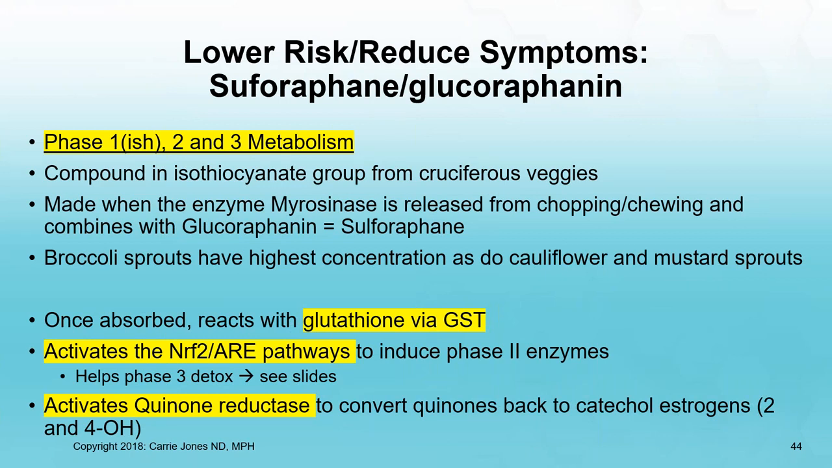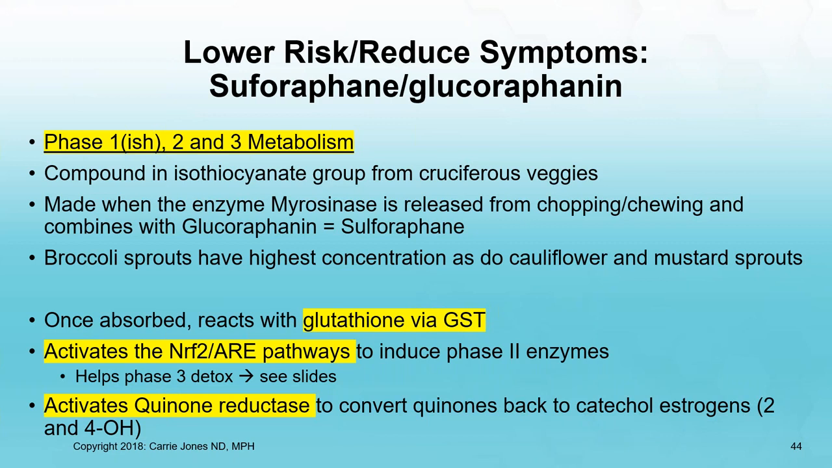Sulforaphane is in cruciferous vegetables as well. These vegetables have glucoraphanin in them, and when glucoraphanin meets the enzyme myrosinase, it turns into sulforaphane. And sulforaphane is what does the action. Now, broccoli sprouts have the highest concentration, followed by cauliflower and then mustard sprouts.